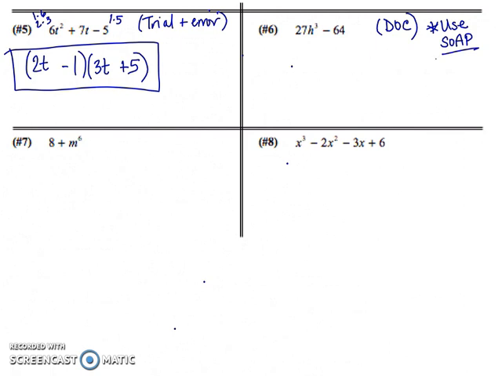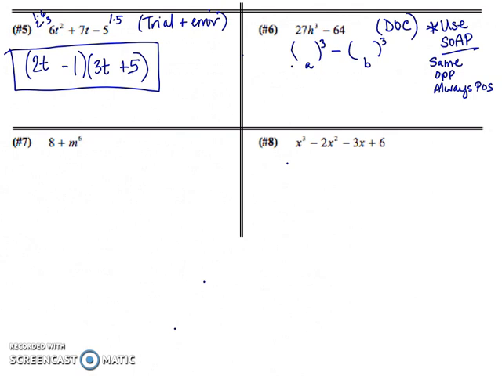SOAP stands for same, opposite, always positive. Okay, that's what SOAP stands for. And SOAP works whether you're factoring a difference of squares or a difference of cubes. Either way, you can use SOAP. All right, so the first thing that we need to do is we need to figure out what term is being cubed and what term is being cubed. That's what we call our A and our B.